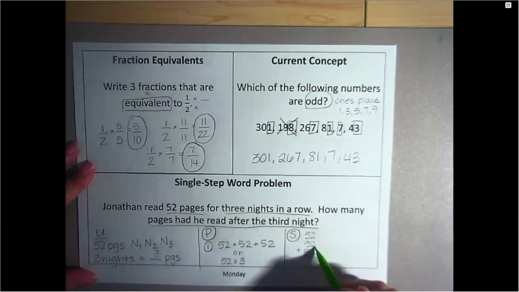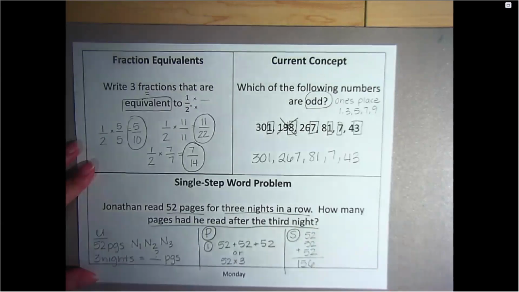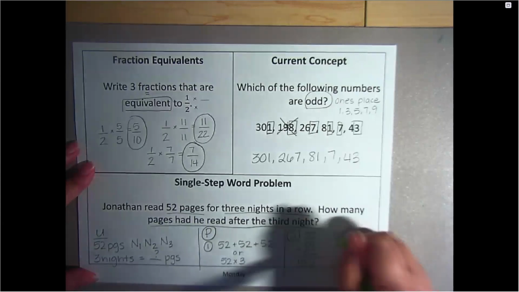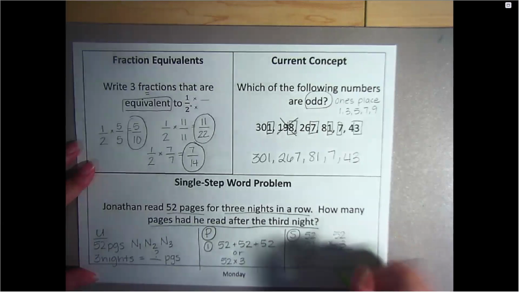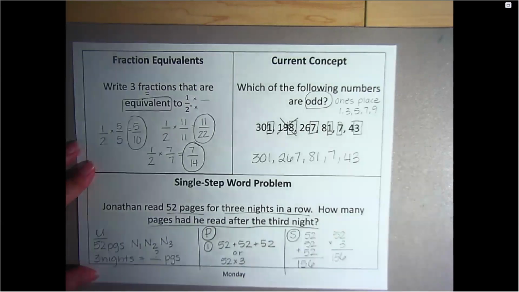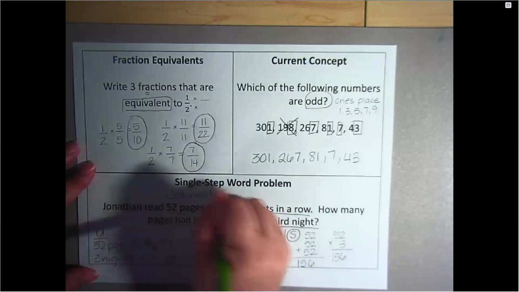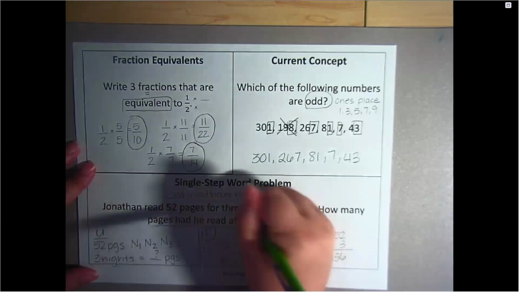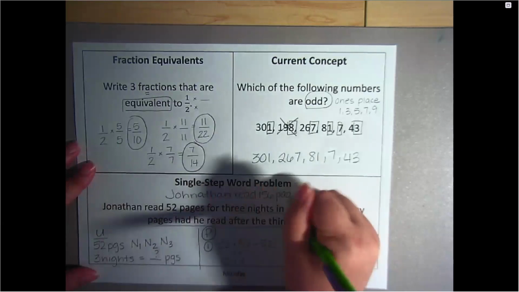2 plus 2 is 4, plus 2 is 6. 5 plus 5 is 10, plus 5 is 15. So 156. If I take 52 and I multiply it by 3, 2 times 3 is 6. 3 times 5 is 15. So it's 156. So the answer to number 3 is, because remember we want to write it in a complete sentence, Jonathan read 156 pages after 3 nights.